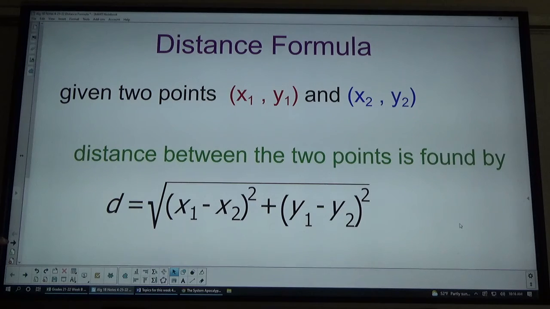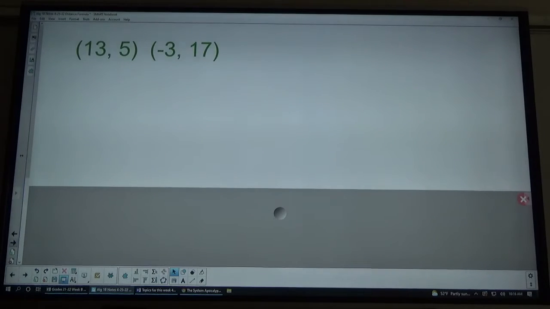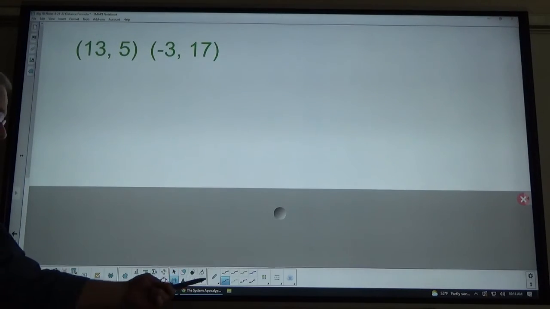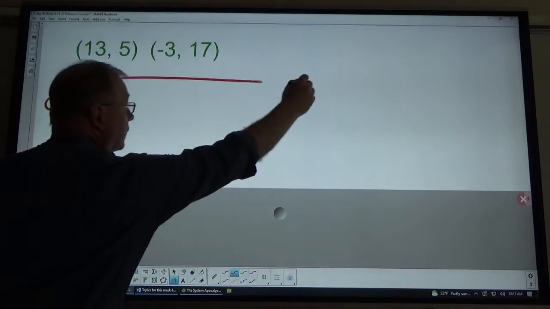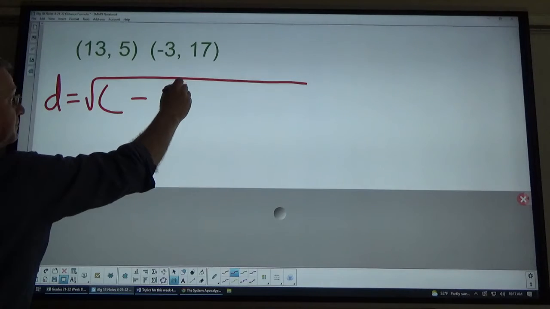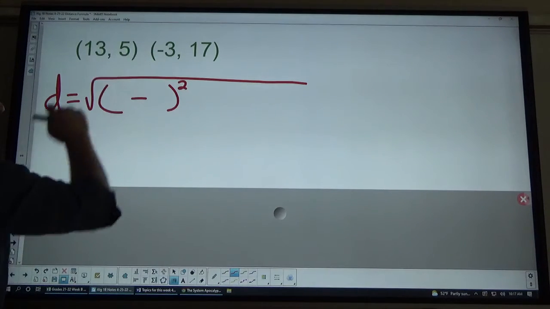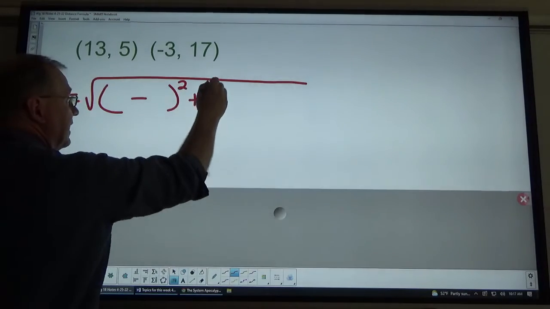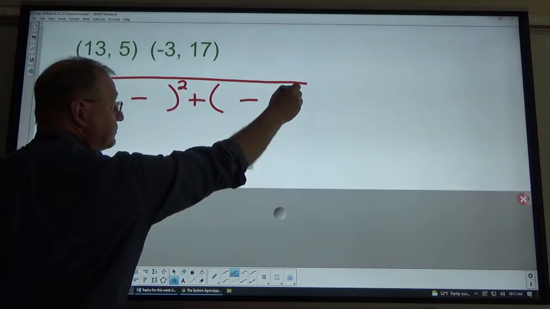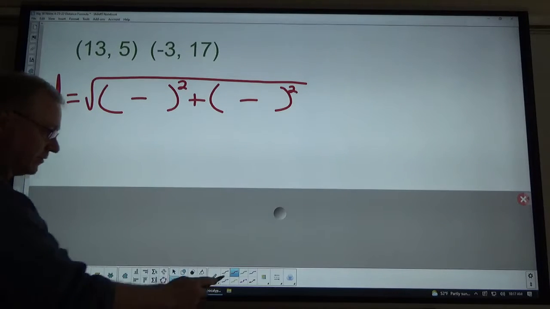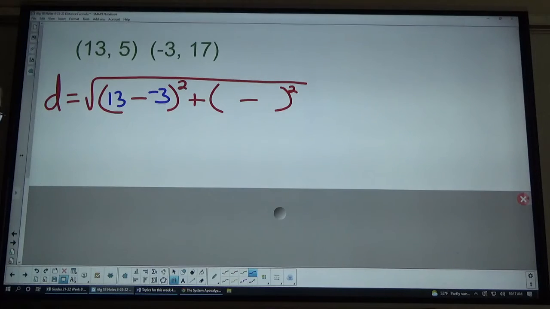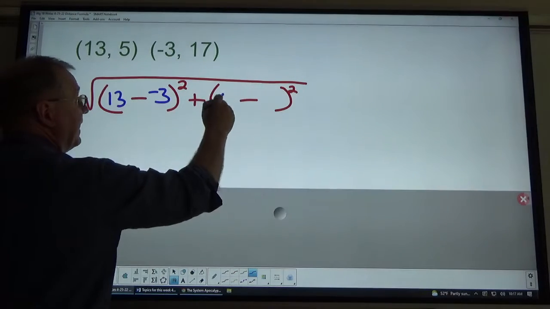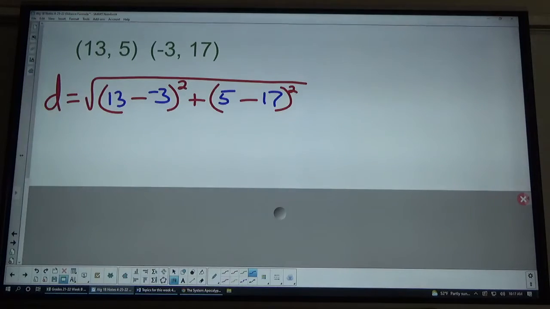So, knowing all that, if you need more time, pause it and write this down. Here's our first example that I'd like to demonstrate. Remember, the distance is the square root of the difference between the x coordinates squared, plus the difference between the y coordinates squared. So 13 and negative 3 are the two x values. 5 and 17 are the two y values.